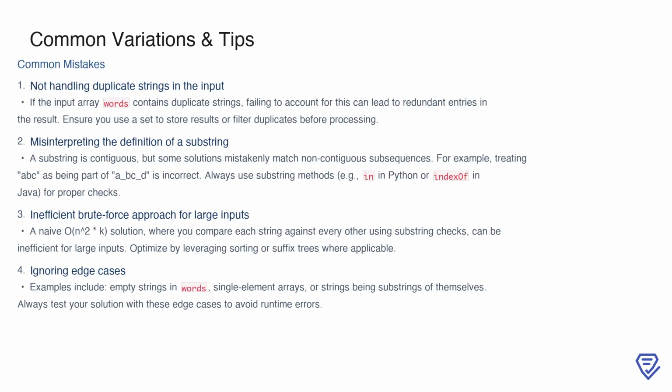Additionally, a purely brute force approach, which compares each string against every other, can become inefficient for large inputs. While such a solution may work, its time complexity of O(n²·k) makes it unsuitable for larger datasets. Finally, edge cases like empty strings, single-element arrays, or strings being substrings of themselves are often overlooked. Always test your solution against these cases to ensure robustness and prevent runtime errors.